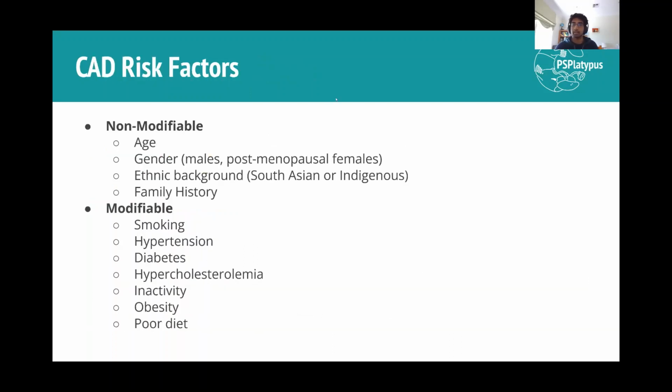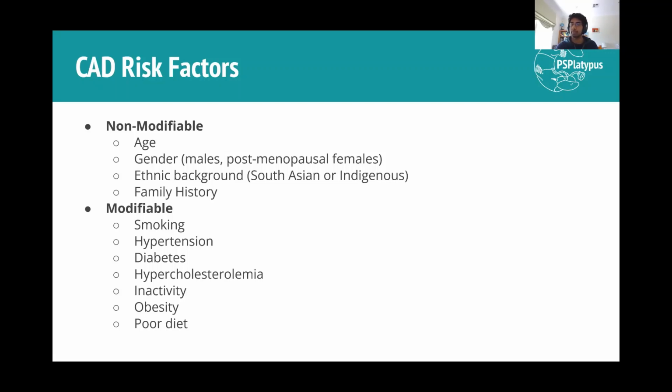The other thing you need to know about CAD is the risk factors, particularly the modifiable ones. Non-modifiable ones include age. As you get older, like I said, it's pretty much an inevitable progression, so you have much higher chances of having CAD. Initially, males have a higher chance, but post-menopause, maybe around 60 years old, it becomes a higher chance in females. People of South Asian, Aboriginal, or Torres Strait Islander descent have a higher chance of getting CAD, and if your family has a history of CAD, then you have a higher chance.